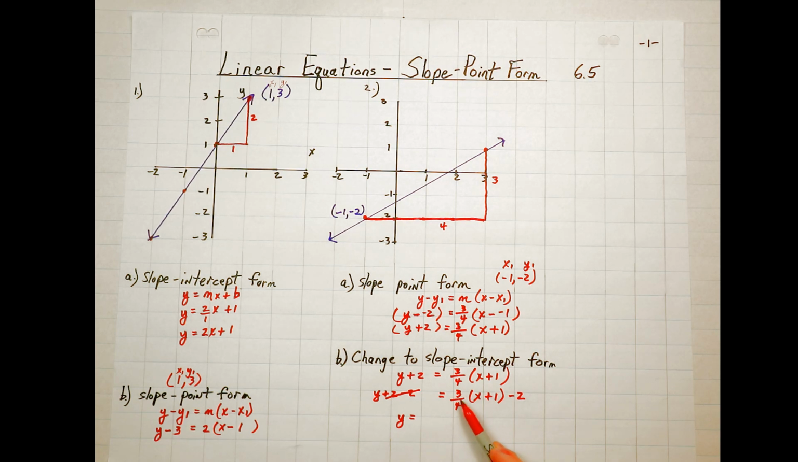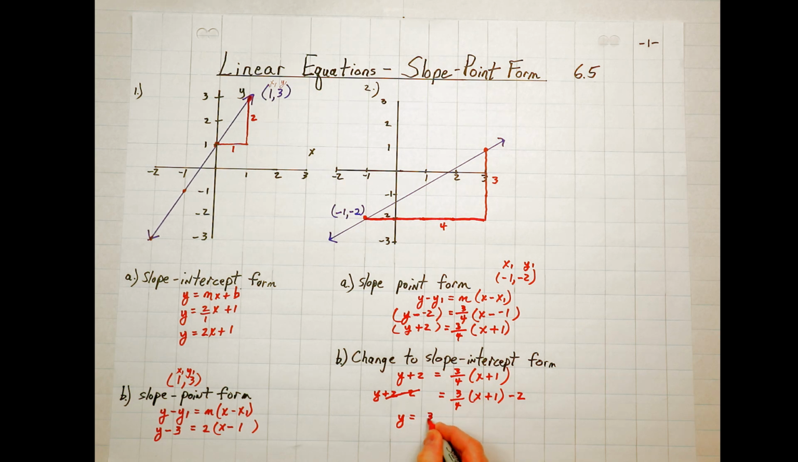Now when you have a number outside of a bracket with a variable, a letter in the bracket, we have to multiply, in this case the 3/4 times the x, and then we have to multiply the 3/4 times the 1. The -2 doesn't get multiplied because it's not inside the bracket. Okay, what is 3/4 times x?